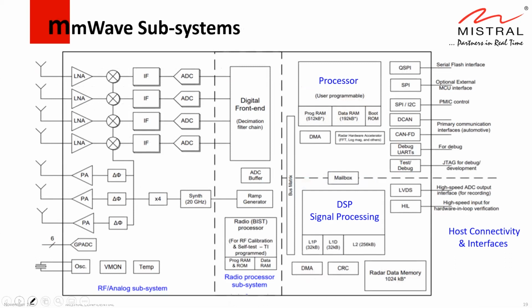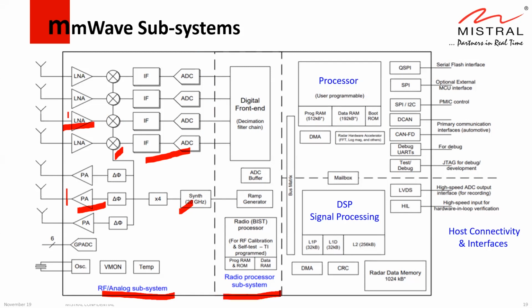What are the different subsystems in a radar chipset? Here we refer to the Texas Instruments chipset, wherein everything is completely integrated. You have an RF and analog subsystem where you generate the clock source, power amplifier and transmitters, and then you have a receive section. You have low noise amplifiers, then the mixer, then the ADCs where you digitize the signal.